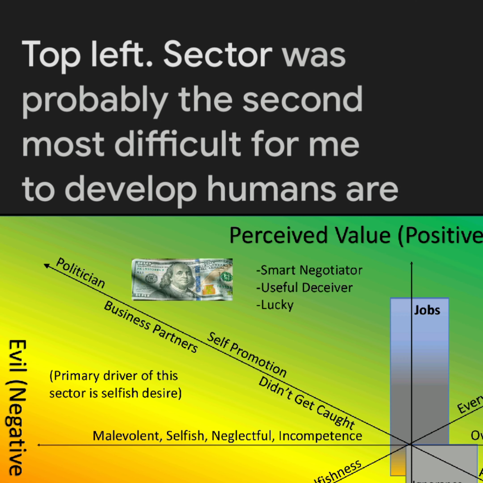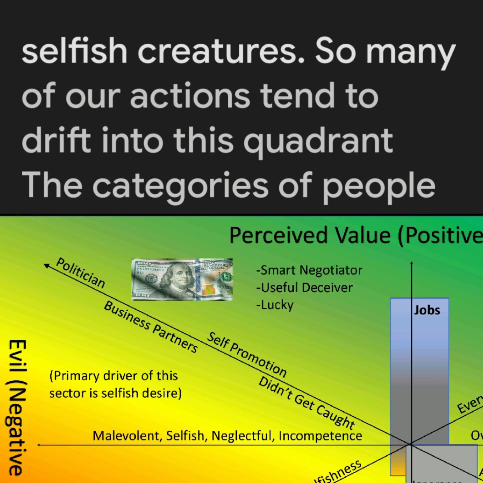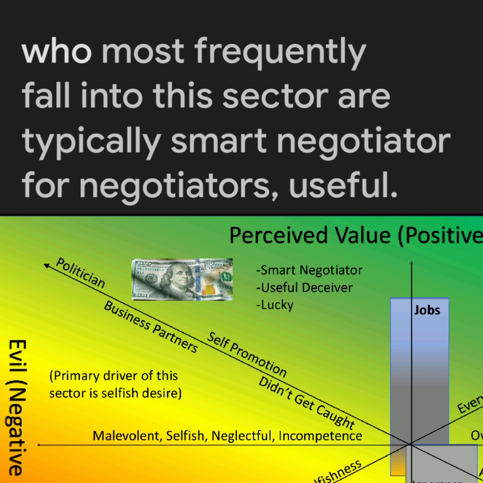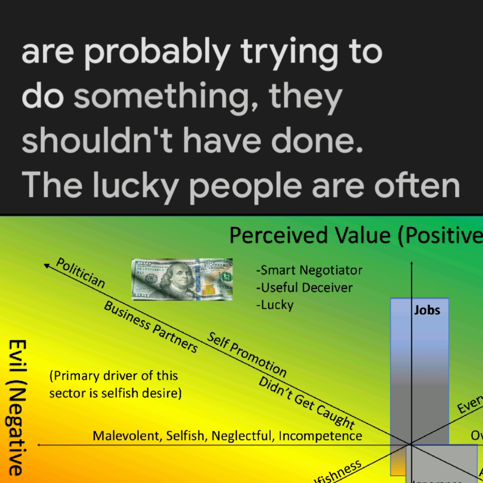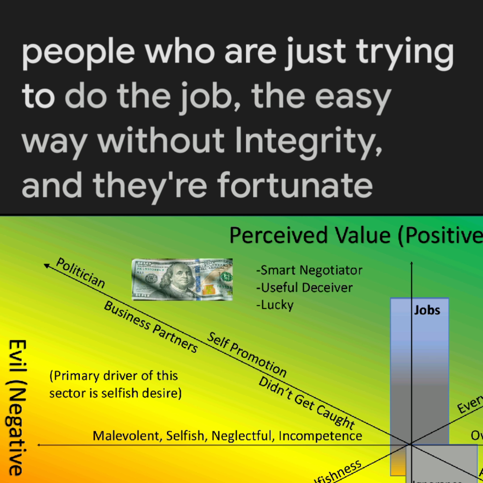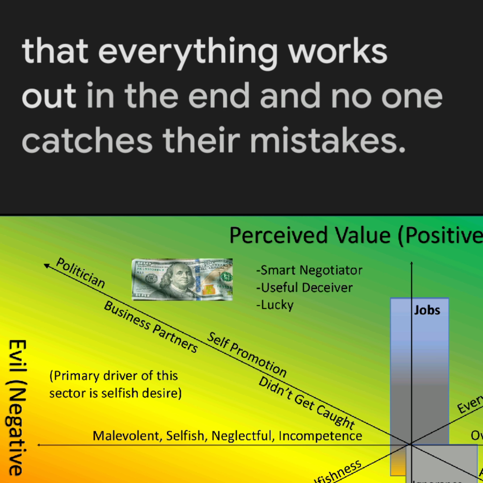The top left sector was probably the second most difficult for me to develop. Humans are selfish creatures, so many of our actions tend to drift into this quadrant. The categories of people who most frequently fall into this sector are typically smart negotiators, useful deceivers, and people who are just plain lucky that their actions turned out positive when they were probably trying to do something they shouldn't have done. The lucky people are often people who are just trying to do the job the easy way without integrity, and they're fortunate that everything works out in the end and no one catches their mistakes.